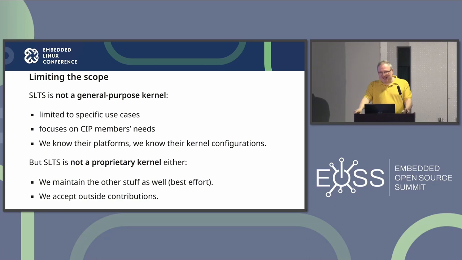If you are an embedded Linux developer, or probably an embedded operating system developer in general, you know that you're not necessarily told what your stuff is being used for. But at least in the CIP project, we know our members' platforms, we have reference platforms, and we know their kernel configuration. So we have an idea what our stuff is being used for, and we can focus on those things.